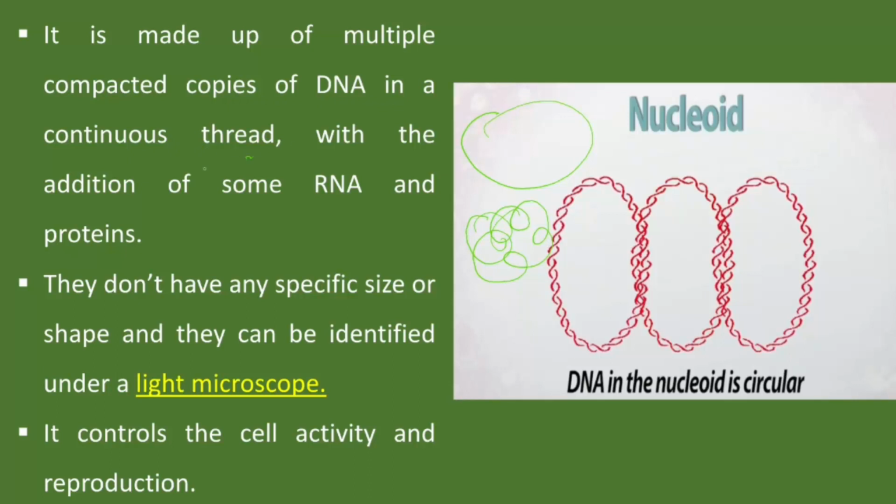Fine. With the addition of some RNA and proteins. So to get replication they use this RNA as primers and proteins. Fine. So they don't have any specific size or shape, and they can be identified under a light microscope. We can see the nucleoid region in the light microscope. It controls the cell activity and reproduction, because these nucleoid regions contain many of the genes. So that is why it has been said that they control the cell activity and the reproduction.